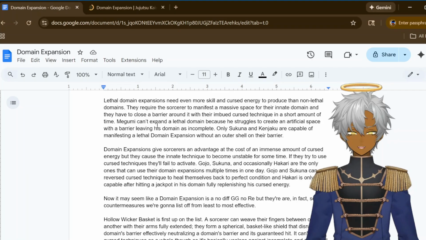Megami can't expand a lethal domain because he struggles to create an artificial space with a barrier, basically leaving his domain as incomplete. Essentially, he lacks imagination. That's kind of what it's like. Pretty much his mindscape isn't complete, I guess you could say.